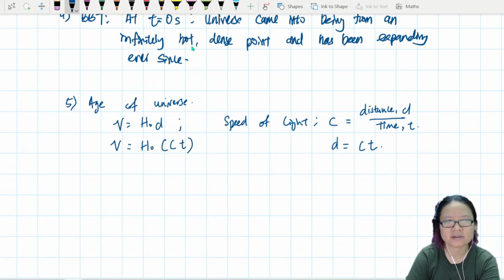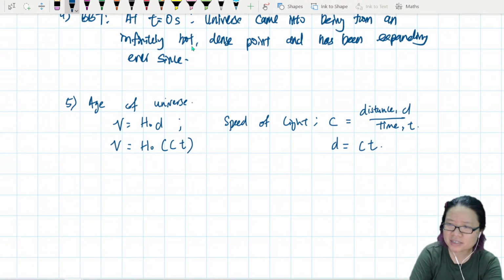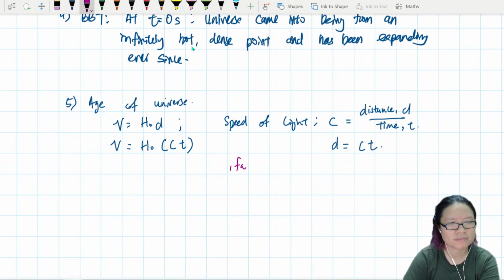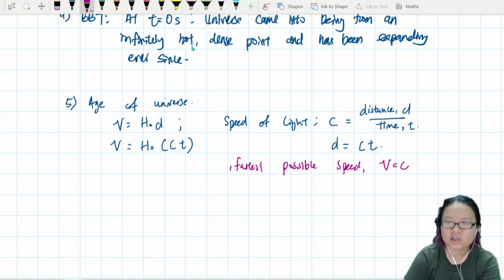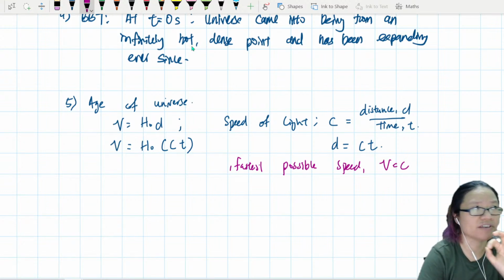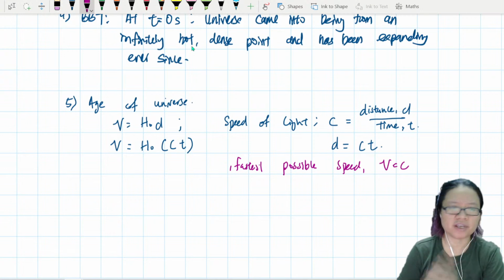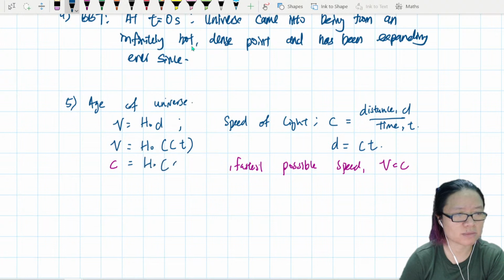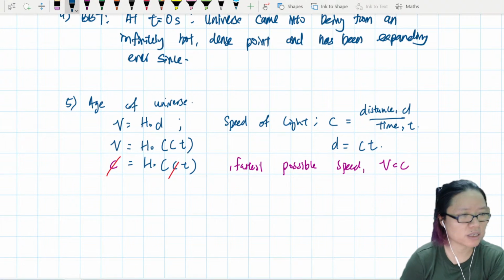But also at the same time, the fastest possible speed V is equal to c. So we're going to assume that the galaxies that are the furthest away from us are traveling at the speed c. So I can write c is equal to h naught times ct. So the speed of light sort of goes away, and then you will get h naught is 1 over t, or rather t is 1 over h naught.